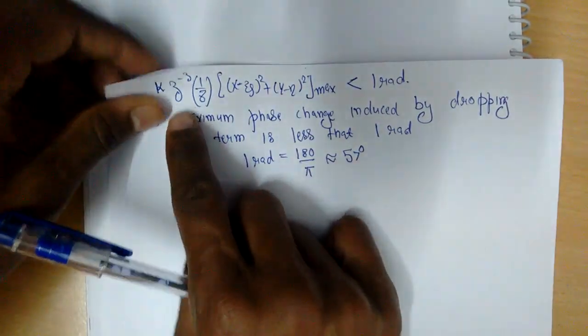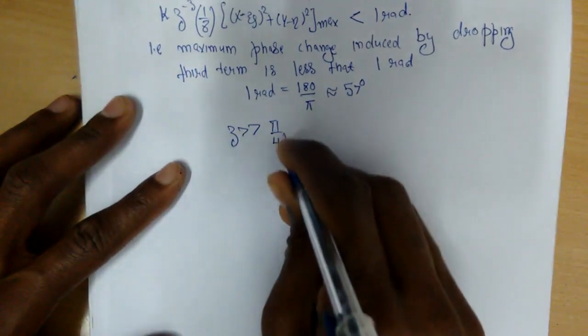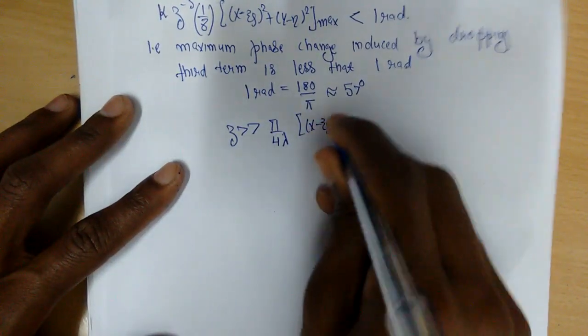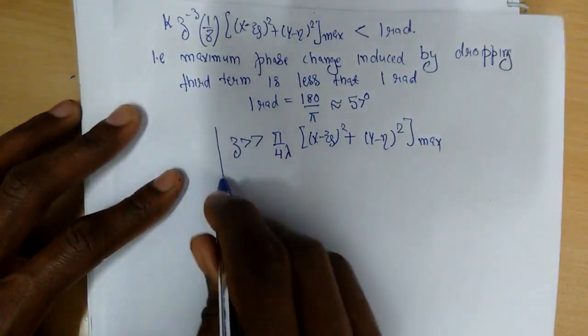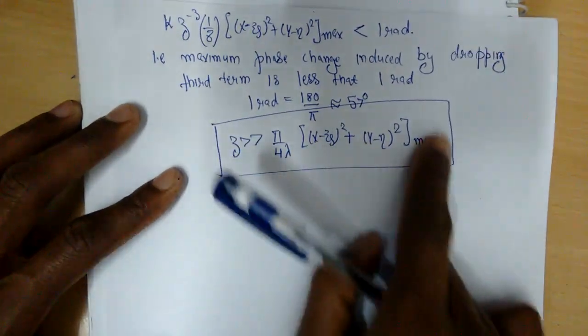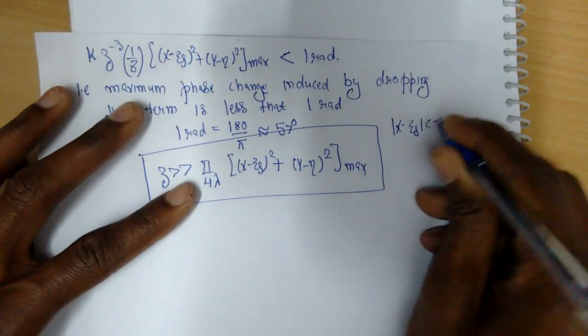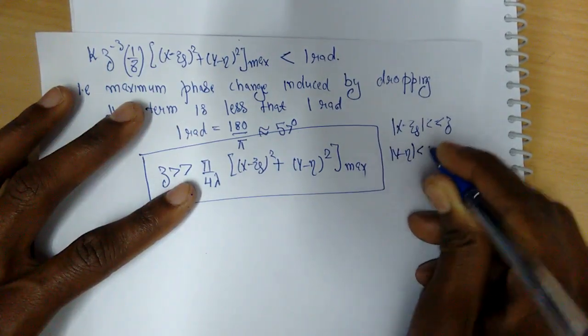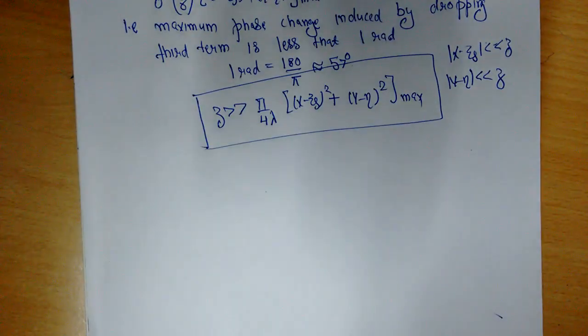Okay, so what should be the value of z? Let me write down from this equation that z should be greater than pi upon 4 lambda times x minus zeta whole square plus y minus eta whole square. So if your distance is greater than this quantity, your Fresnel approximation, that x minus zeta is very less than z and y minus eta is very less than z, will hold very well, and there will be very minimal error introduced because of this approximation. So the distance of the screen should be greater than this value if you want a very minimum error.